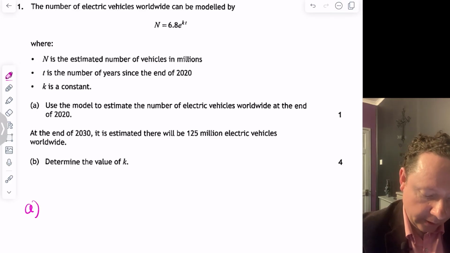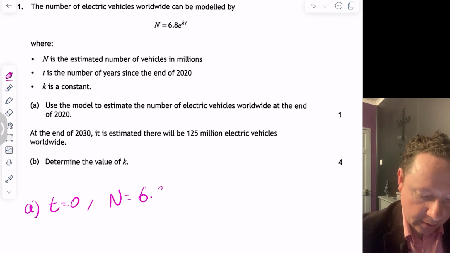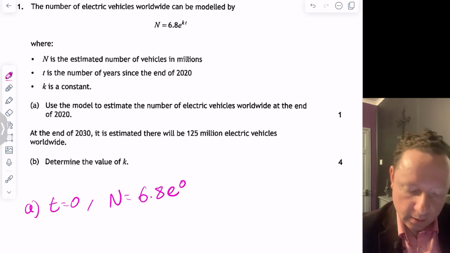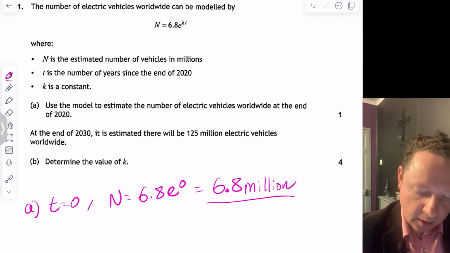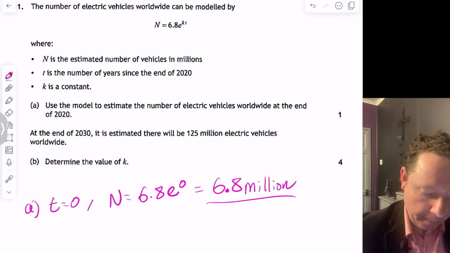So at the end of 2020, t equals 0. So you get N equals 6.8 times e to the 0, which is 1. So that's 6.8, but it's not 6.8. 6.8 million. You'll probably lose a mark if you miss that word because it's not 6.8. Part B.